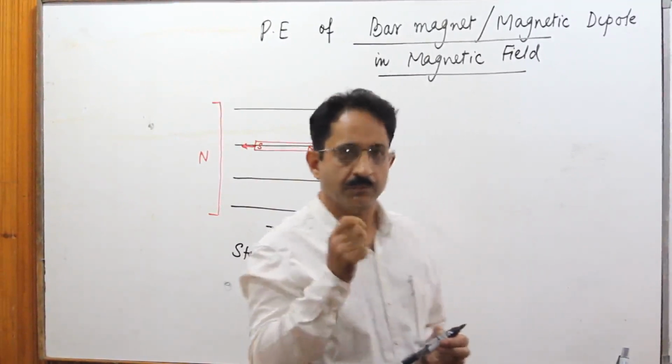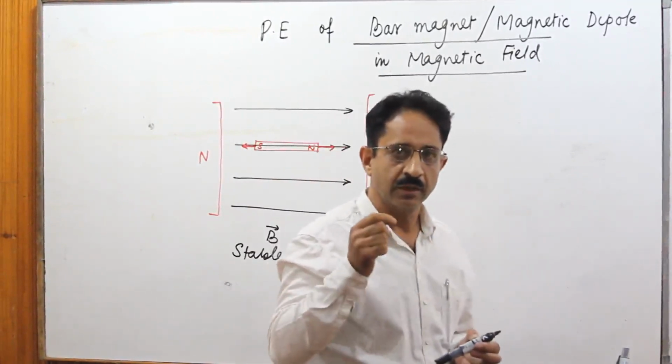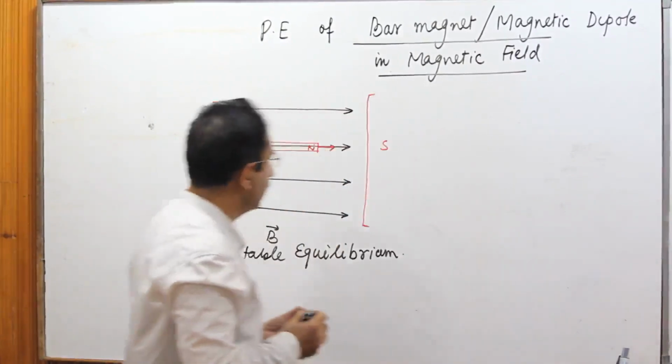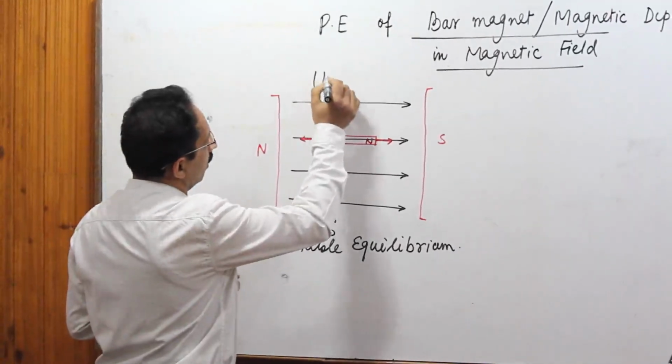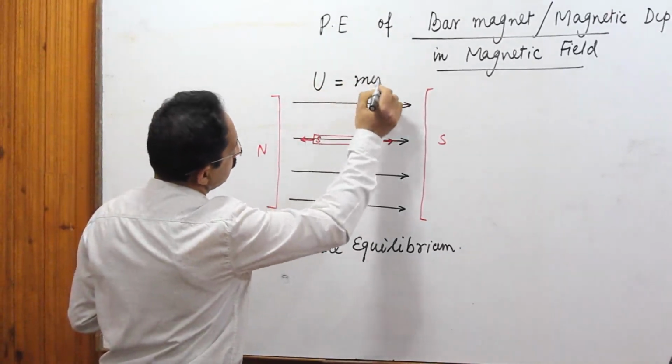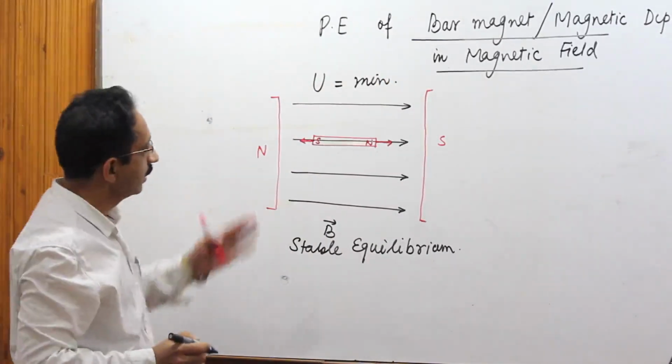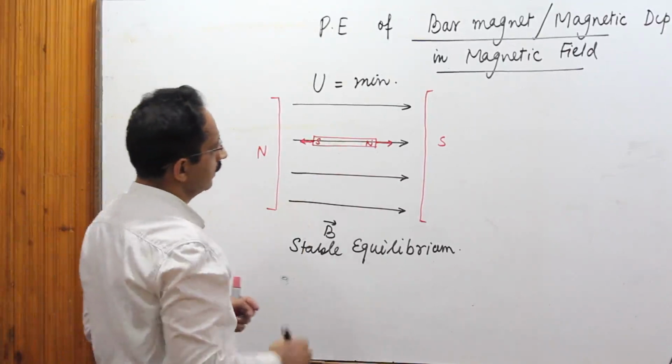I will say, before we bring mathematical expression, this should be the position of minimum potential energy. And what that potential energy will be, that we will see.